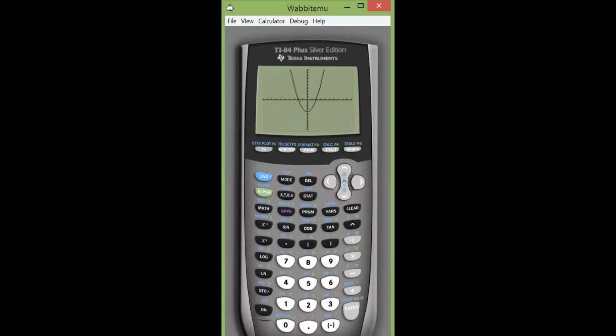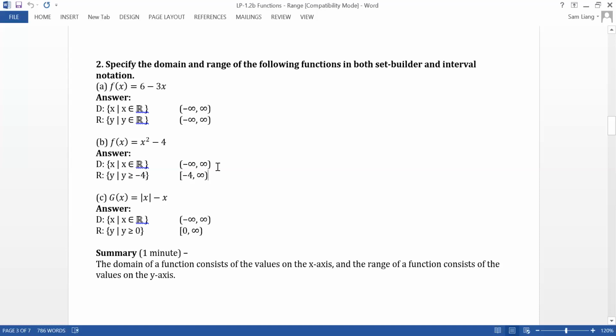All right, last but not least, part C. So here we have absolute value of x minus x. Okay, so I know this is confusing because this is unfamiliar, but it's actually not too bad. If you think about it, you can plug in anything, right? So there will be no x value that will produce an undefined value. So the domain is all real numbers.